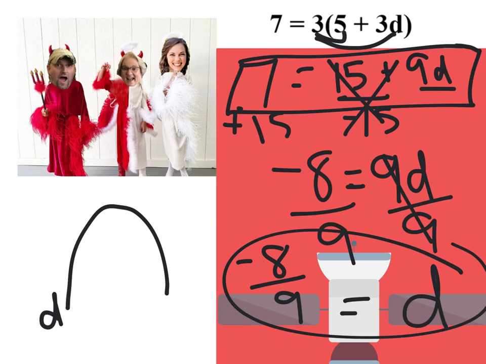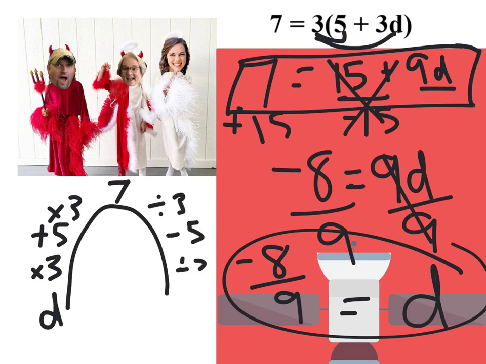Wouldn't they do the grouping symbol first? And inside there, wouldn't they multiply first? So really, they would have multiplied by 3. Then they would have added 5. They're now done with their parentheses. So then they take it times 3. And they got an answer of 7. So we need to divide by 3, subtract 5, and divide by 3, and hit equals on your calculator each time.